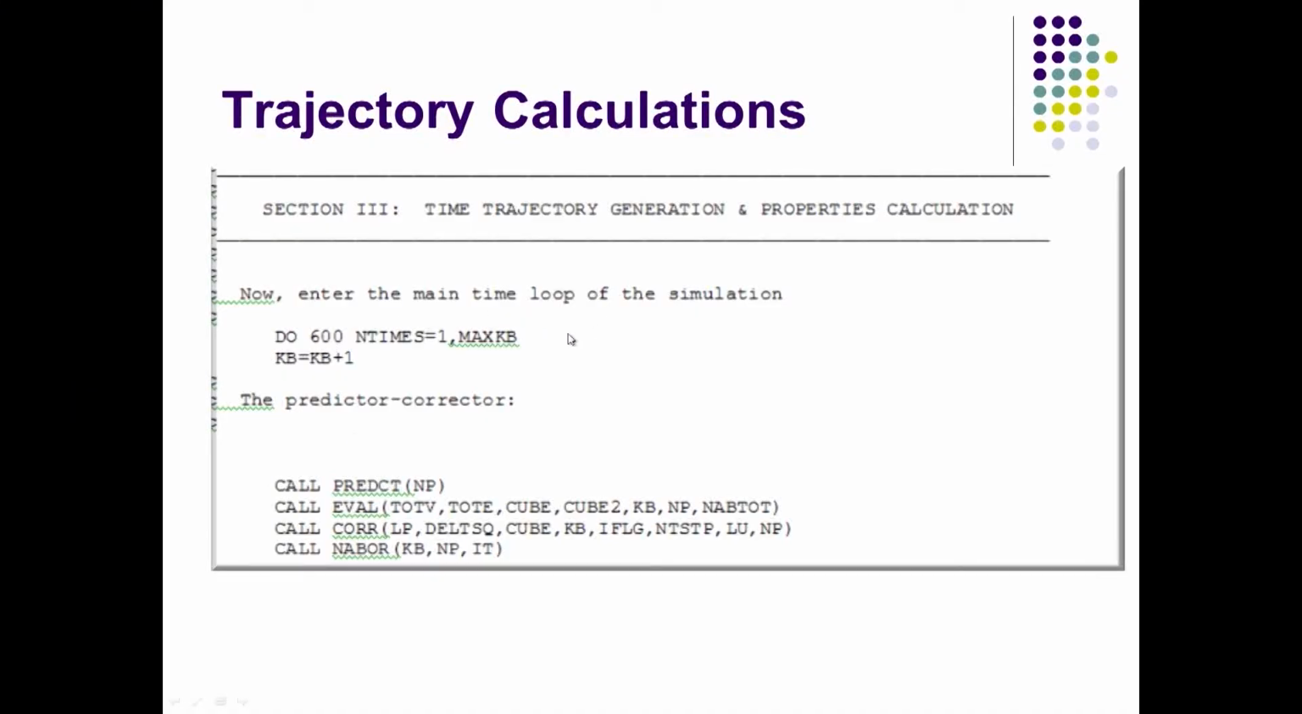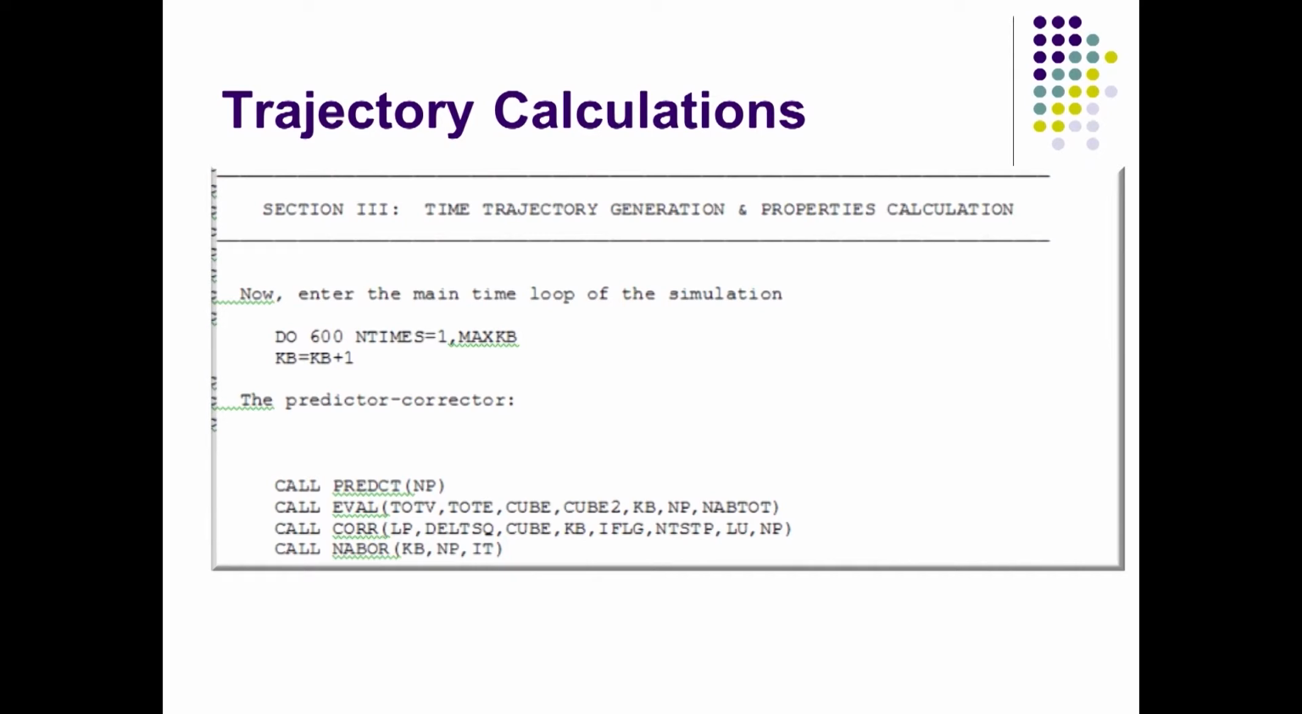So, we begin with a main time loop of the simulation, with n times equal to 1 to max, and then kb is equal to kb plus 1. So, we are increasing the time step every time we finish the loop, and we are calling 4 distinct subroutines. One is calling prediction, which is the 5th order predictor corrector. Then, based on the predicted trajectory, which tells us the position of the particle at time delta t, we are going to do evaluation of the forces, and that will give us the new position based on the potential energy parameter.